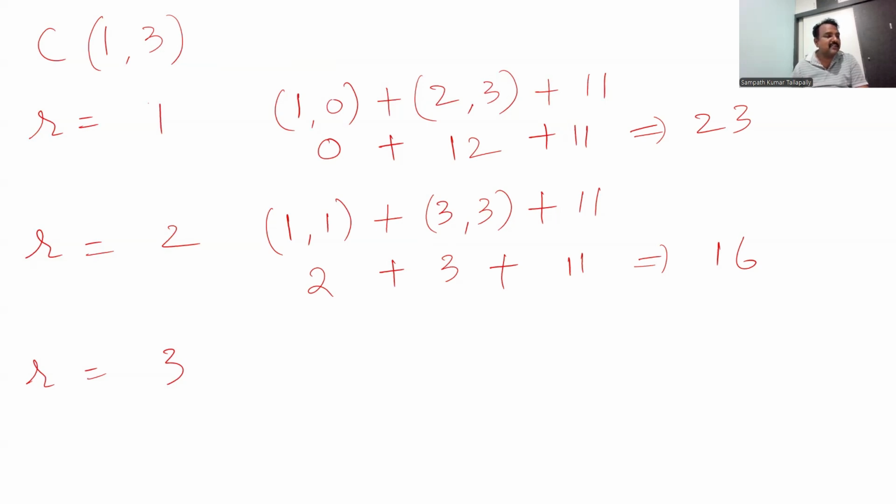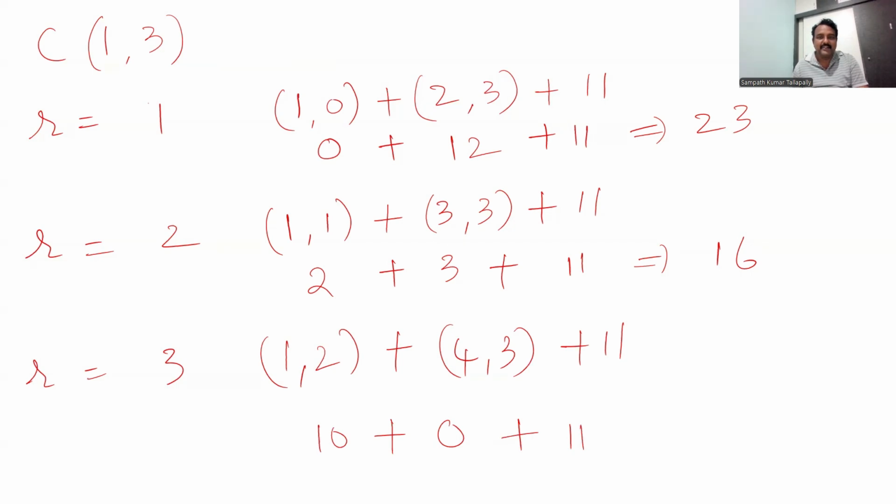Now we are going to say for R is equal to 3. If R is equal to 3, this is C(1,2) plus C(4,3) plus 11. And the value of (1,2) is equal to 10 from that matrix, and (4,3) is not going to exist. If it does not exist, then we keep it as 0 plus 11. So this is going to give you 21.